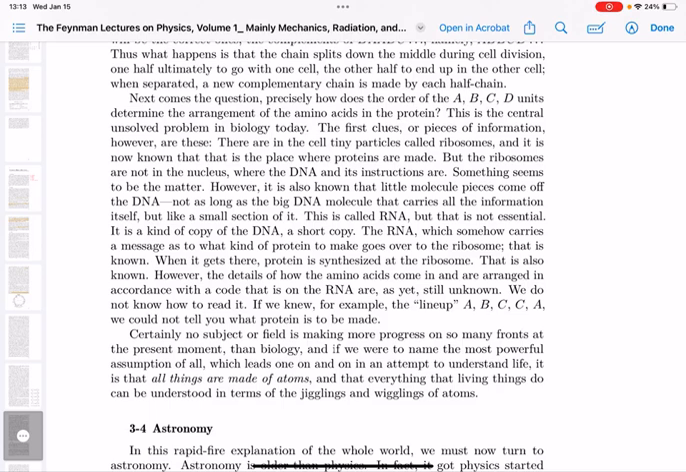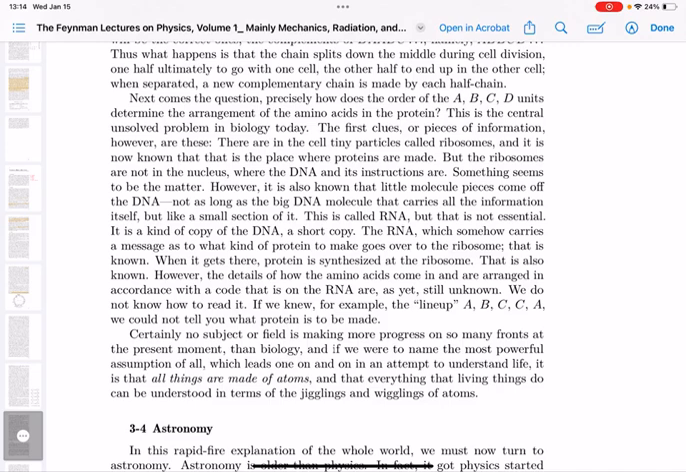The RNA, which somehow carries a message as to what kind of protein to make, goes over to the ribosome, that is known. When it gets there, protein is synthesized at the ribosome. That is also known. However, the details of how the amino acids come in and are arranged in accordance with a code that is on the RNA are as yet still unknown. We do not know how to read it.